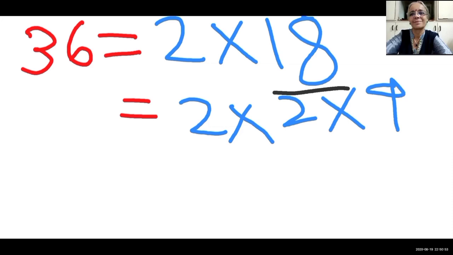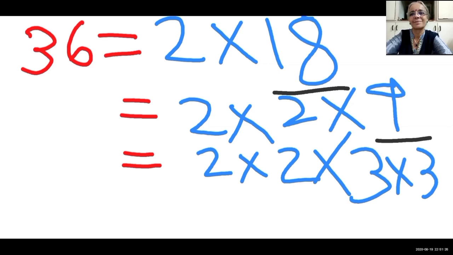Again, children, 9 is not a prime number. So again, I have to think: 9 comes in the table of 3, it can be divisible by 3. So I will write equals 2 into 2 into, and now 9 means 3 into 3. Oh, I solved my example. See, now all the numbers which I got are prime numbers. So this is over. So what is the factorization of 36? 2 into 2 into 3 into 3. Isn't it easy? Yes, it's very easy.